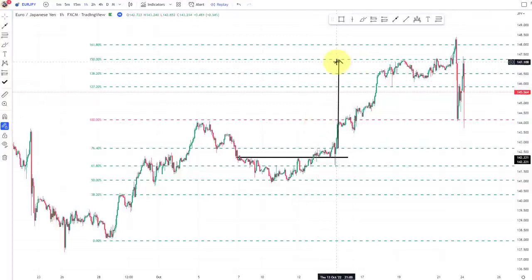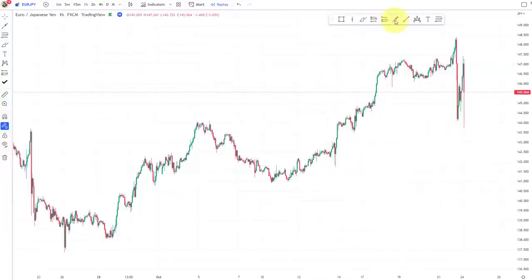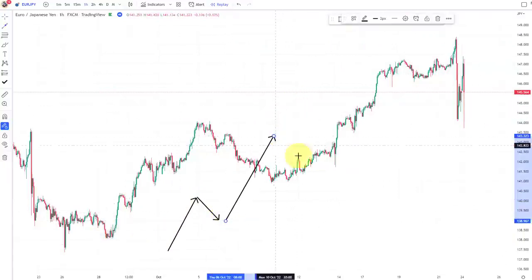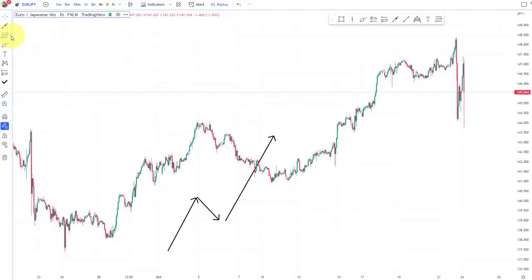You know what to expect, you know where to place your target, and you know where to look for signs of exhaustion. And that is just invaluable information as a trader. So I would really recommend to get started with this. Look for those A, B, C moves and then apply your Fibonacci tool. I will show you the settings.